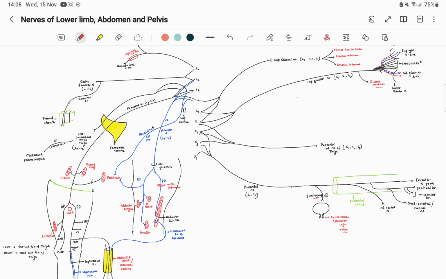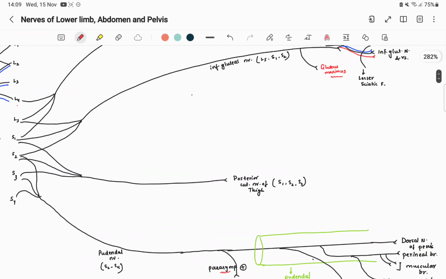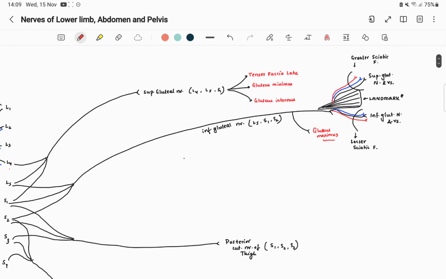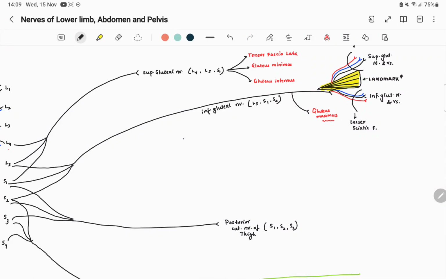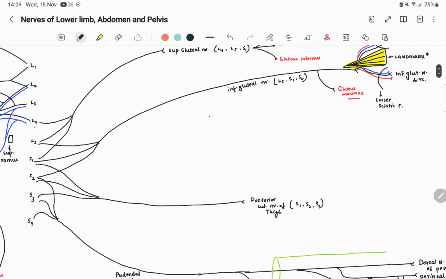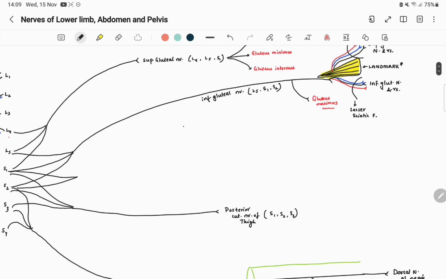Now let's discuss the other nerves. We have another nerve which is called the nerve to piriformis. Here was our piriformis muscle. Just look at this. There is a nerve to piriformis starting from the S1 and S2 regions. There is a nerve to the piriformis.